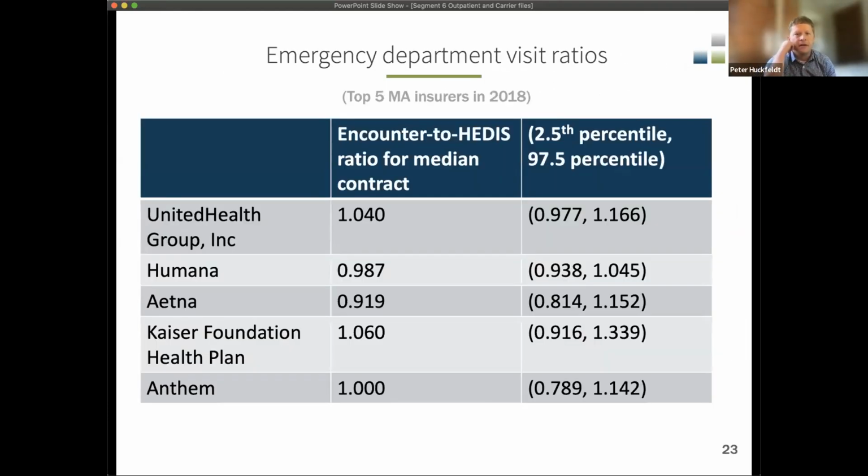And then finally, looking at the ratios by Medicare Advantage organization, the top 5 organizations. Again, we generally have pretty good concordance between the encounter data and the HEDIS data for the median contract. Kaiser here is actually a little higher, where it was lower for the outpatient visits. Aetna is a little bit lower here, with the ratio being 0.92.